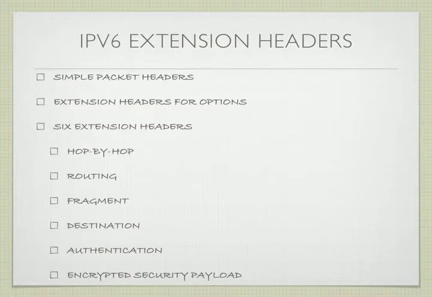Fragment obviously lets us know that we've fragmented the data packet. Destination options are examined only by the final destination node, and they can appear twice in a packet. And then the authentication header and the encrypted security get used by the IPsec feature in IPv6.